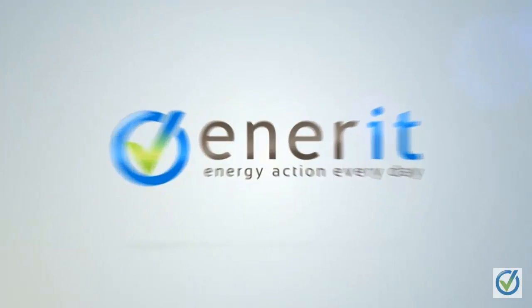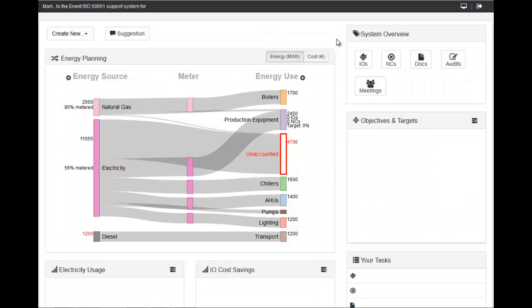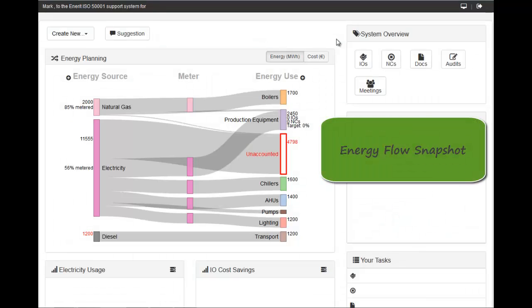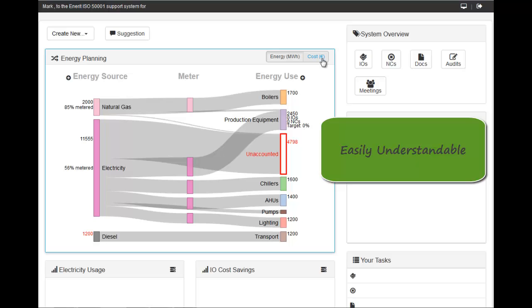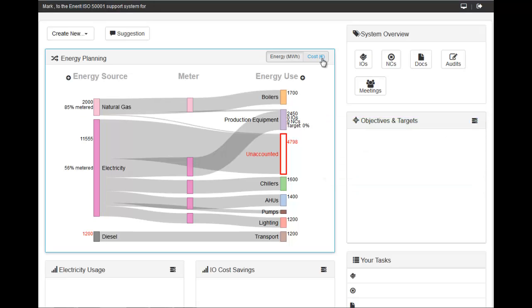system for your organization. The Sankey Diagram shows an immediate energy flow snapshot from energy sources to energy uses within a plant or building. Sankey breathes life into endless rows of energy consumption data and shows this information in a manner which is understandable to all, including non-engineering executives.